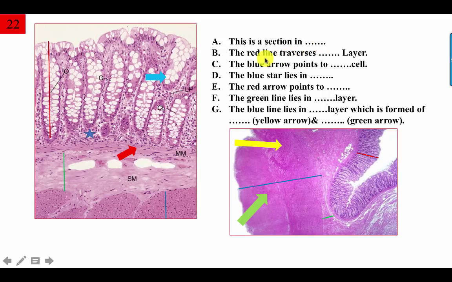This section in the large intestine: the red line traverses the mucosa, the blue arrow points to the goblet cell, the blue star lies in the lamina propria, the red arrow points to the muscularis mucosa, the green line traverses the musculosa formed of inner circular and outer longitudinal layers. The blue line lies in the musculosa, which is formed of inner circular, and here the green arrow, it is the outer longitudinal, but you should mention its name. It is tinea coli because it is interrupted and present in the form of 3 bands. This is one of these bands and it is called tinea coli.